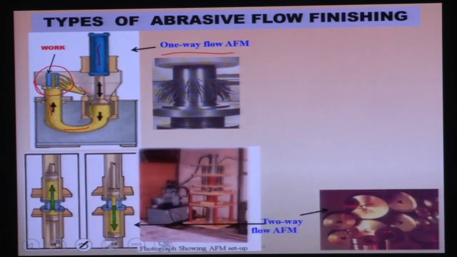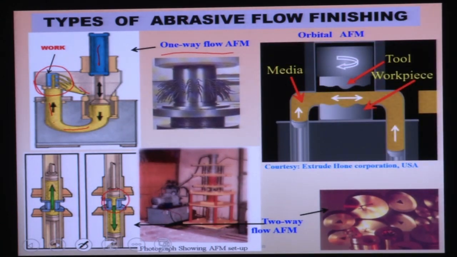So this is the two-way AFM process. That is, a through hole in this workpiece can be polished by the two-way AFM process. And this is the orbital polishing process. Here you can see the workpiece surface. On top of the workpiece surface there is a complex shape, and this complex shape can be polished by this kind of orbital polishing process.